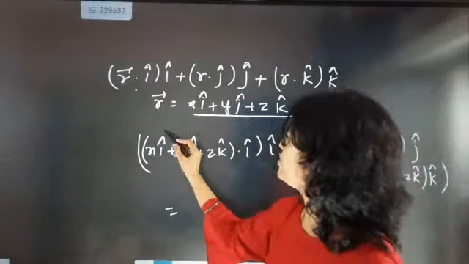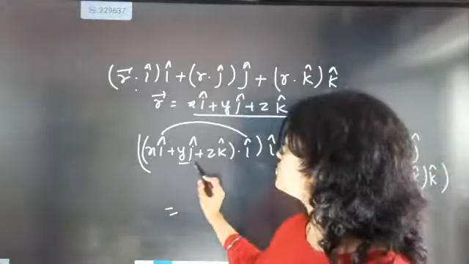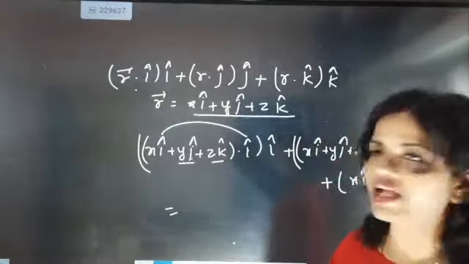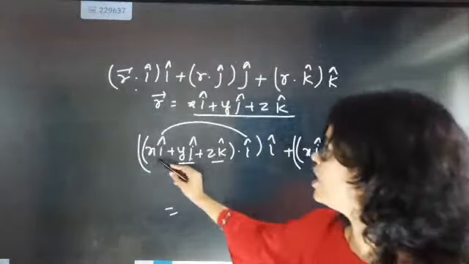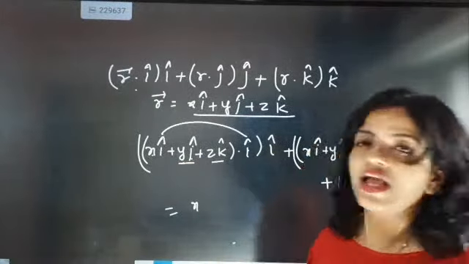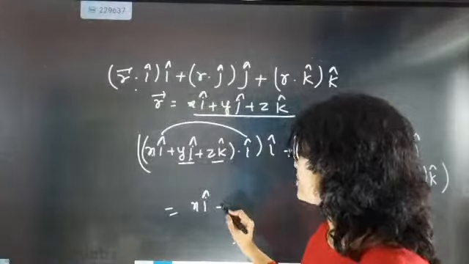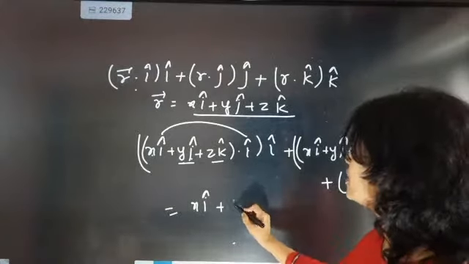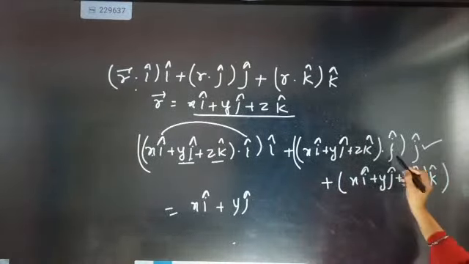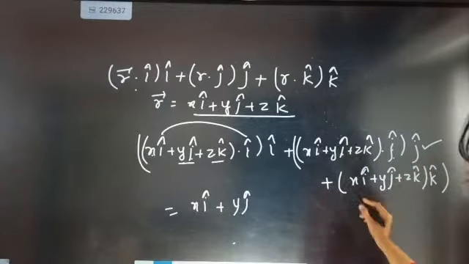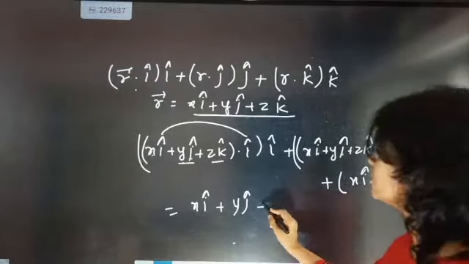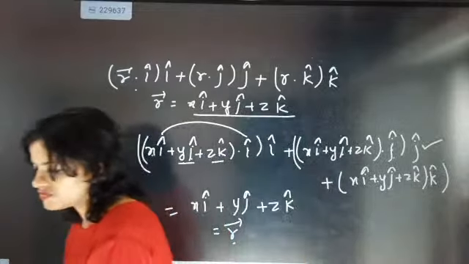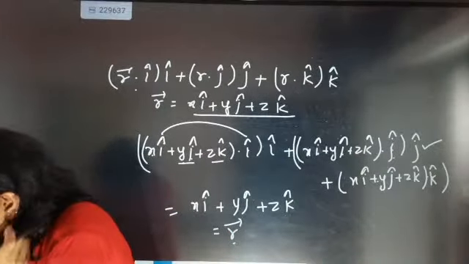You know that only i dot i will exist, and the rest will become 0. The moment yj multiplies with i, j dot i becomes 0, k dot i becomes 0. x multiplies, so it gives x i dot i, and i dot i is 1, so x i cap is coming. From the other side, x i dot j means 0, j dot j becomes 1, so y j cap comes. This part becomes 0, that part becomes 0, and then it comes as this, which is nothing but the r vector. So the answer is exactly going to come as the r vector.